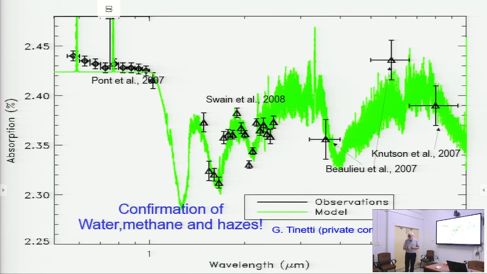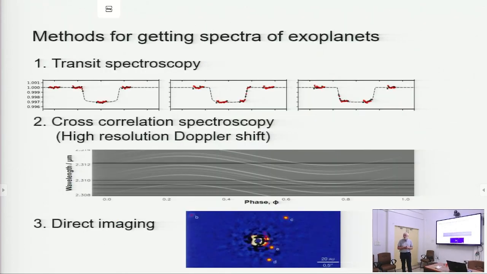So that's one technique, transit spectroscopy. That was the original technique. Nowadays there are three different techniques used: transit spectroscopy, cross-correlation Doppler shift spectroscopy, and direct imaging. I'm just going to go through the pros and cons of each of these. Transit spectroscopy involves you getting several of these different transit curves, basically one for each color. Doppler shift spectroscopy does not look like that.